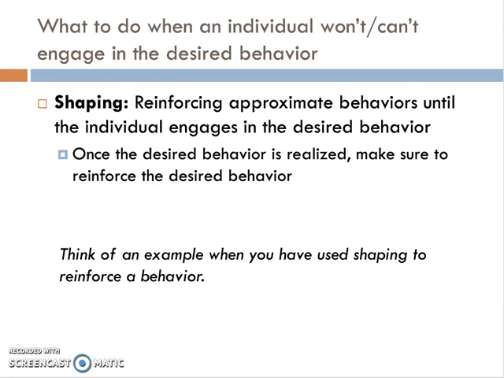So for example, if I want to train my dog to roll over, maybe she wouldn't do it at first, so I'd have to reinforce her for lying down and then getting part way over, and then eventually when she's going all the way over, then I would reinforce her for just that behavior.